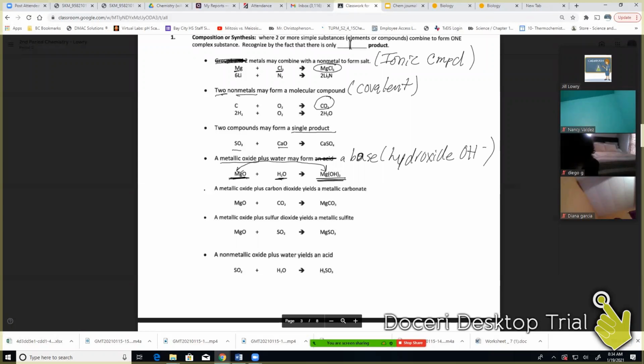The next one, I still have a metal oxide, but now I'm combining it with carbon dioxide, and it's going to yield a metallic carbonate. Carbonate is your CO3 group, and it has a -2 charge. Once again, from your polyatomic ion list. So metallic oxide plus carbon dioxide always combines like that.